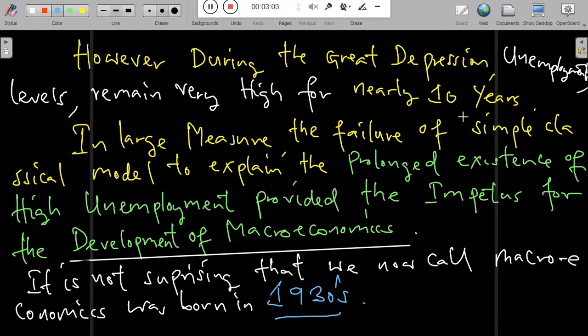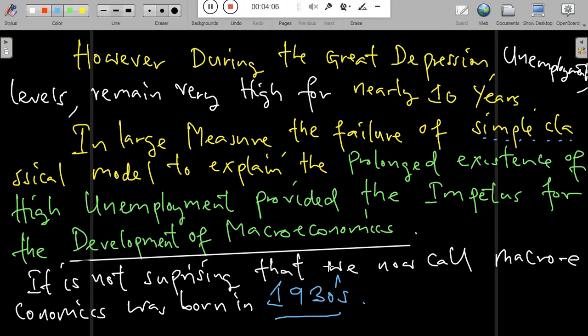However, during the Great Depression, unemployment levels remained very high for nearly 10 years. In large measure, the failure of the simple classical model to explain the prolonged existence of high unemployment provided the impetus for the emergence of macroeconomics. It is not surprising that we can say macroeconomics was born in the 1930s. So the failure of the classical models gave influence to the development of new ideas of macroeconomics.